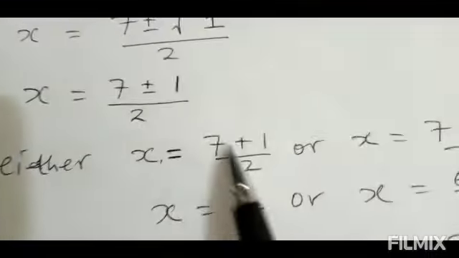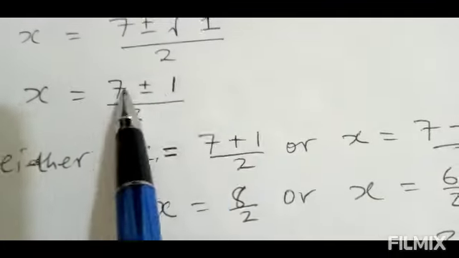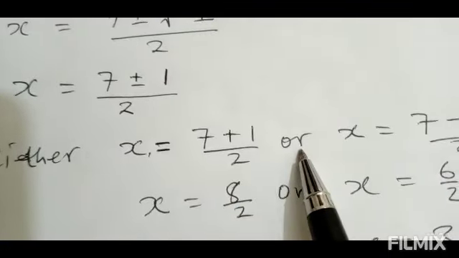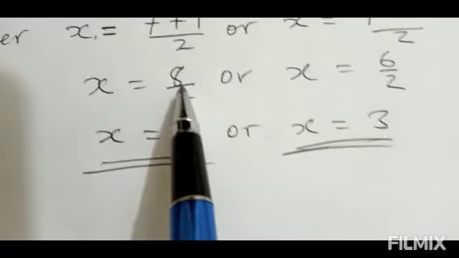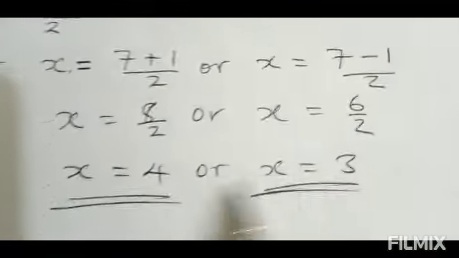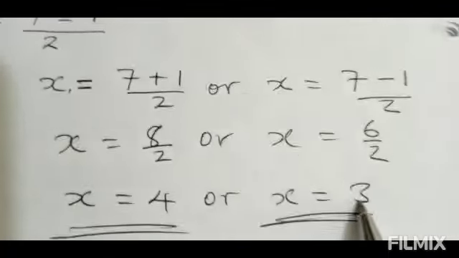Either x is equal to 7 plus 1 over 2, or x is equal to 7 minus 1 over 2. So x is equal to 8 over 2, or x is equal to 6 over 2. So x is equal to 4, or x is equal to 3.